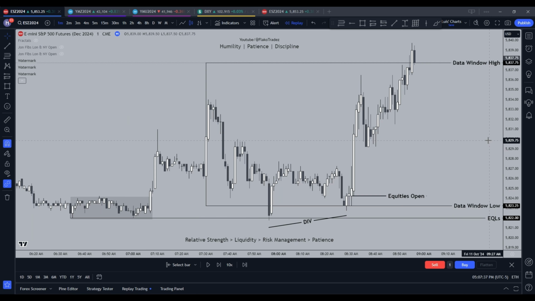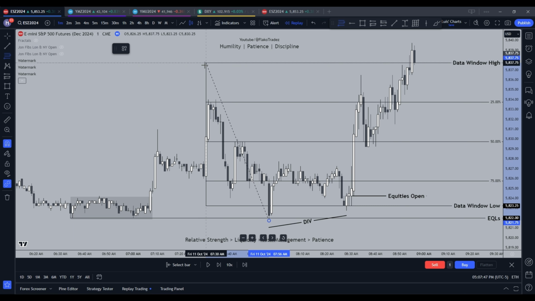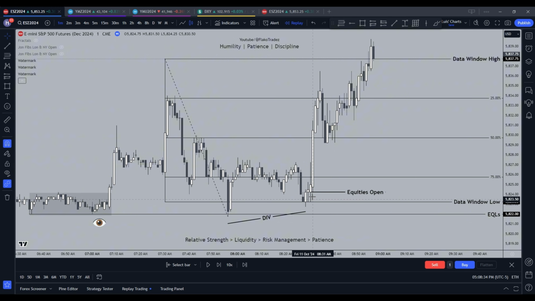Now that we have some understanding that yes, the low has been set and we can start looking for opposing liquidity, I always take out my Fibonacci levels and I just grab the range of the price leg. Obviously, right at equities open, we start to aggressively push to the upside. And look at how aggressive this movement was. This movement had enough momentum to literally almost reach this data window high.